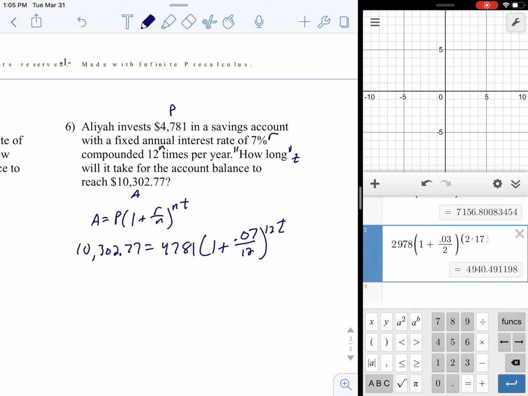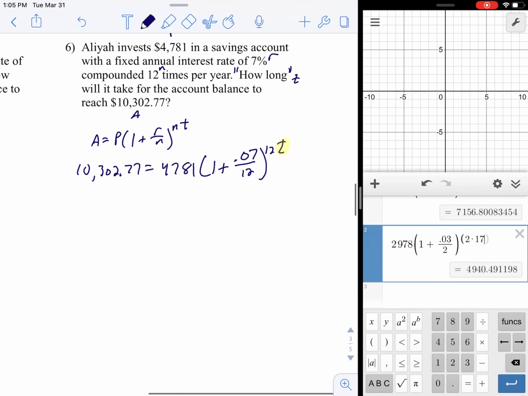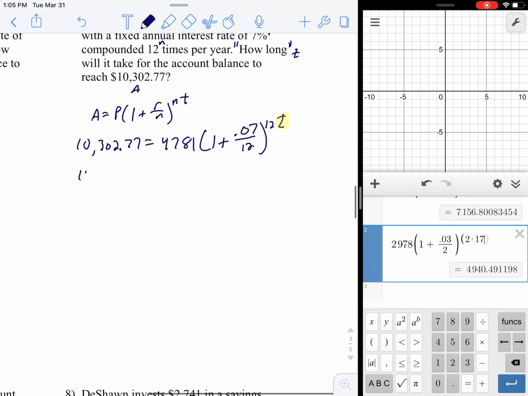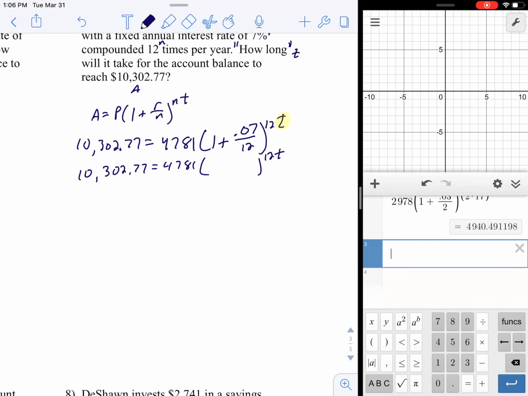Well, this is an exponential equation. The variable is in the exponent, and we need to solve this. So we're going to go through some steps to solve this. It's going to take a little bit of work. Fair warning. But there's only 2 of these for you, and I think you'll get it. So first thing I'm going to do is simplify what's in the parentheses.